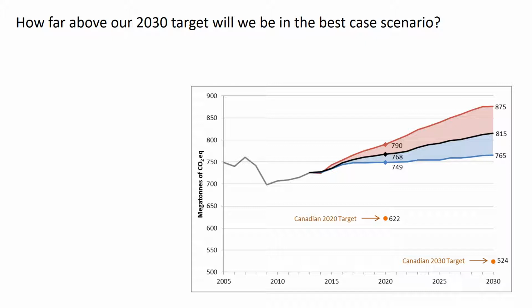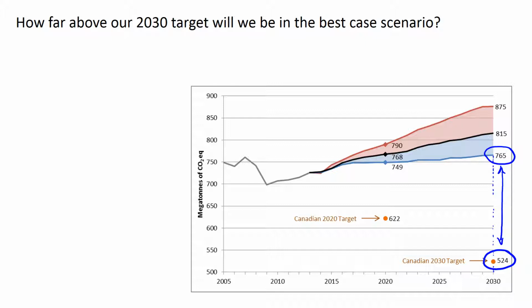We were told that the best case scenario was this blue line, and so we can find the point in 2030 for the blue line, and then just confirming that it's 2030. Then we can also identify down here the 2030 target that's on the same graph. And so how far above that target will we be? Again, we're going to use subtraction to find the difference between those two values.